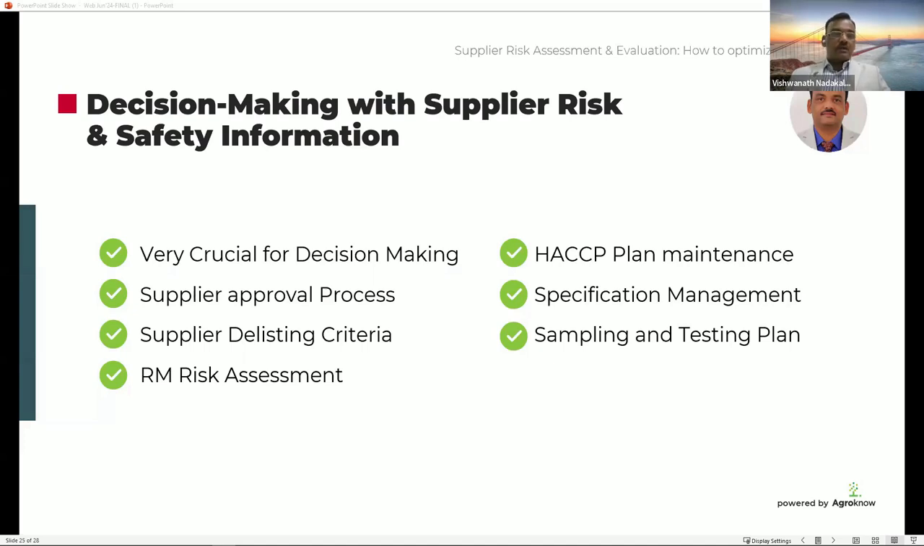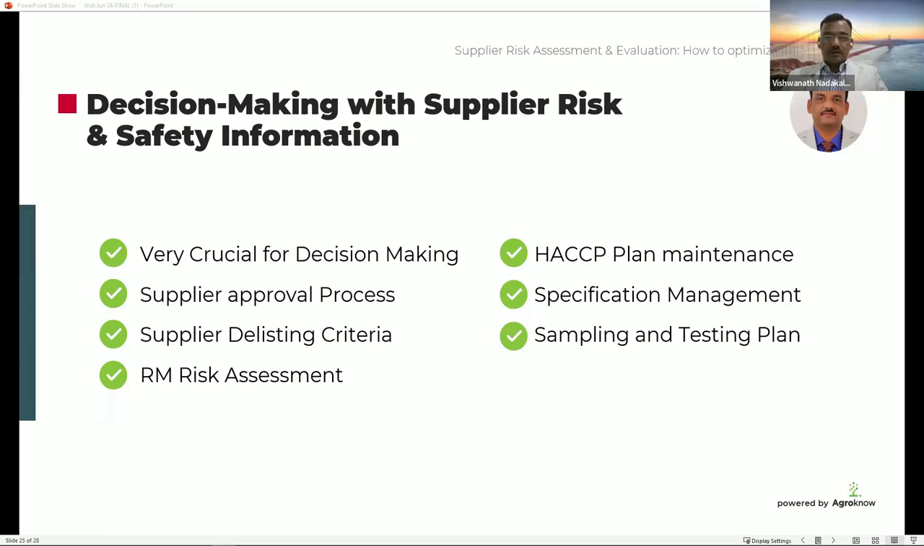What level of supplier approval process do we need to have? What is the criteria we need to set if we have to delist a supplier, all those kinds of things? And for the raw material risk assessment, what are the parameters you need to include? The same is the case for the supplier risk assessment, as I said, farm level or country of origin, all those kinds of things, including the regulatory compliances. And it will really help in reviewing your risk assessment program as well as HACCP plan maintenance.